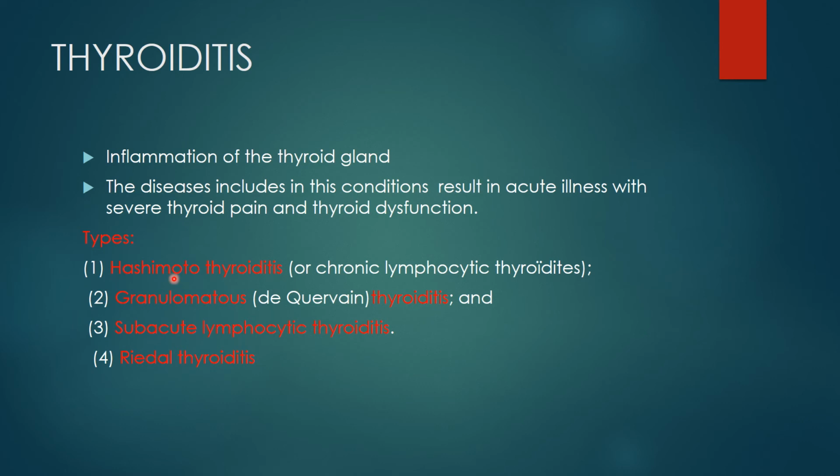So thyroiditis is of multiple types. The most important, which we will discuss in later slides, is Hashimoto thyroiditis. It is a chronic lymphocytic thyroiditis. Second is granulomatous de Quervain thyroiditis. Third, subacute lymphocytic thyroiditis, and the last is Riedel thyroiditis. So there are four more important types of thyroiditis which we will discuss.